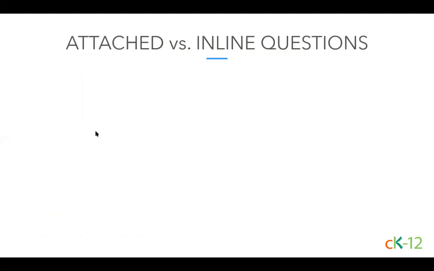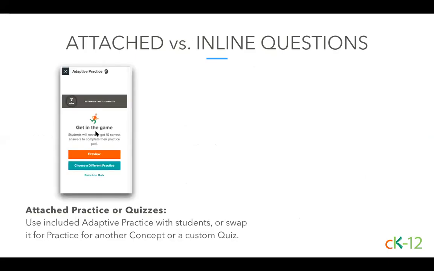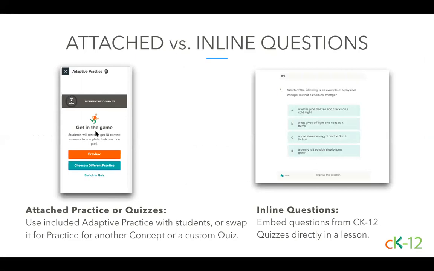The next piece that we have in terms of embedding is you could, as we said, swap that practice. So that's attach practice there. And that allows you to kind of flip the practice for a quiz or for a different practice. You could also take questions from within a quiz and embed them directly within the text. You'll see this in our newest math books for middle school, and you'll see it more throughout our content as we continue to vamp that up.